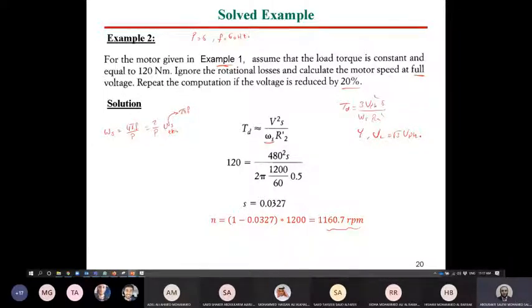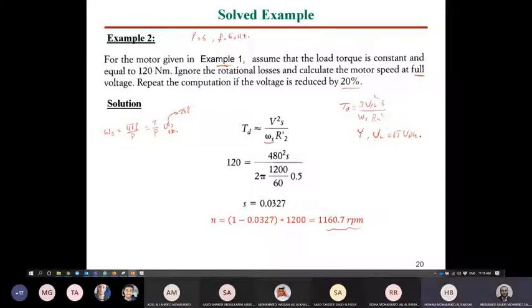Mechanical speed means you have a real particle or a real system moving and rotating. You can recognize this speed and measure it. However, electrical speed you cannot measure. You can only see the electrical speed from the current or from the voltage, from electrical quantity, not from mechanical motion.